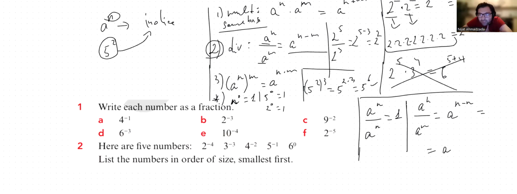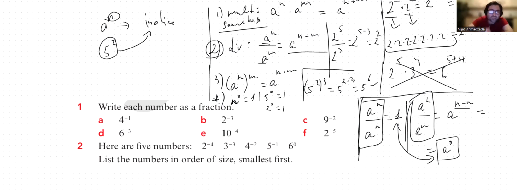What is n minus n? It is 0, right? So a to the power of 0. So a to the power of n over a to the power of n is equal to a to the power of 0. Also, we know that anything divided by itself is equal to 1. So you see, any number to the power of 0 is the same thing as 1. That's where it comes from.